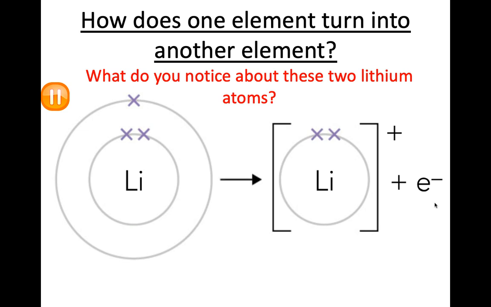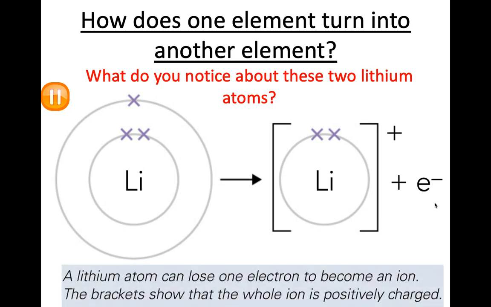Okay, so the one on the left is how it exists in its stable state. So it's an element. It's not a charged particle. The one on the right is something that has happened to it. So the lithium atom has lost one electron. The diagram on the right only has two electrons, which are the crosses in the first shell, whereas the first diagram has three crosses. So there's two in the first shell and one in the next shell. So it's lost that one electron.